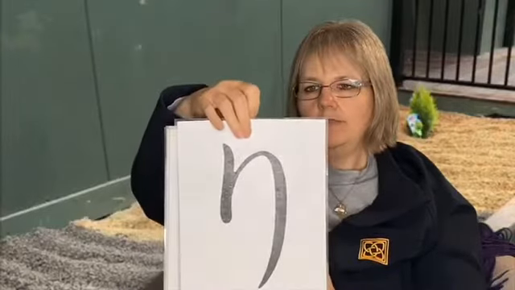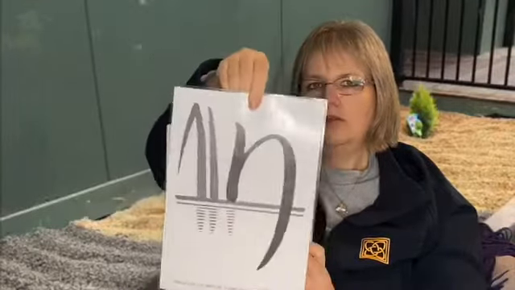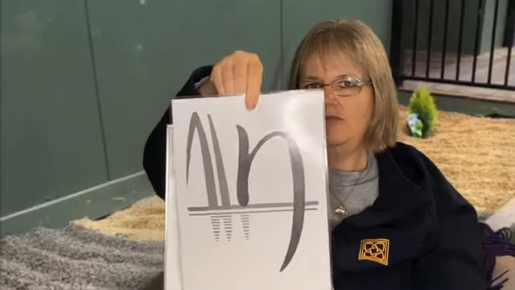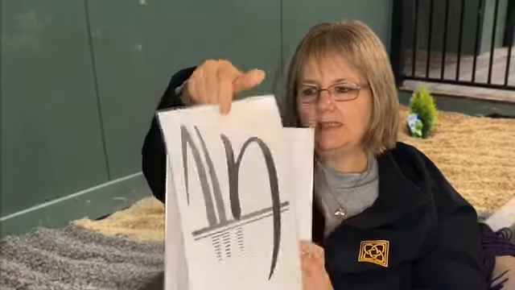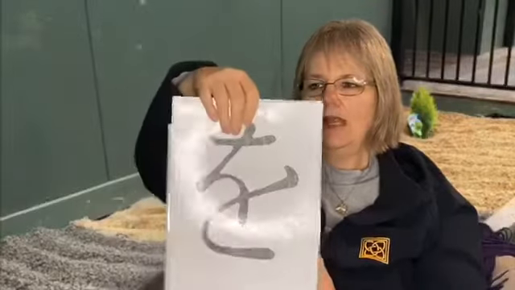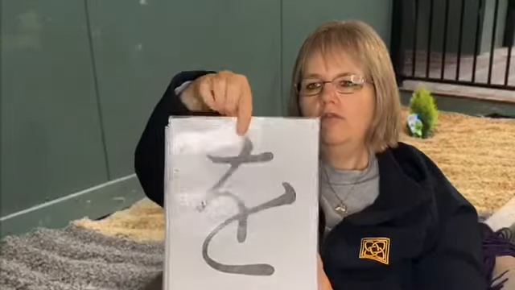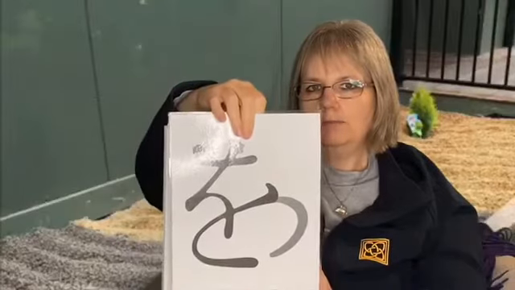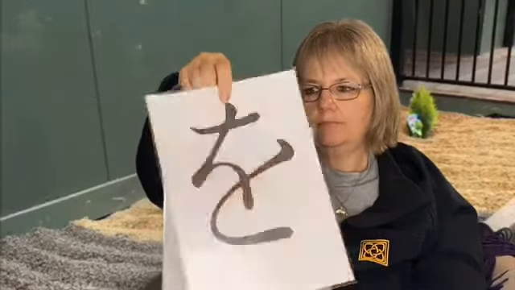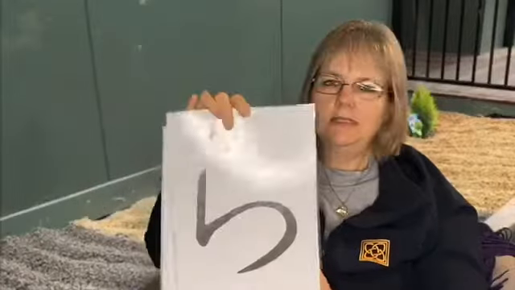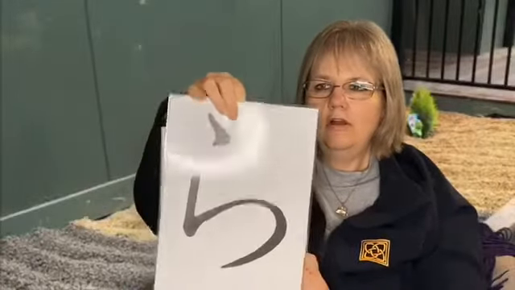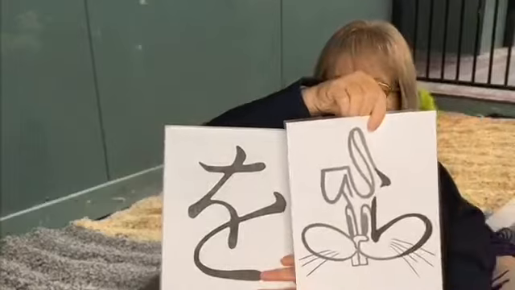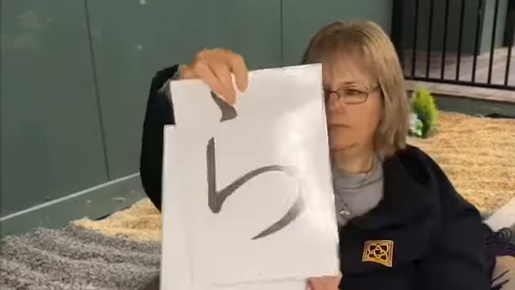Nan desu ka? Ri for river reeds. Nan desu ka? O for Australian Olympic discus thrower. Nan desu ka? Ra for run, rabbit, run. Nan desu ka? N for end of our hiragana.